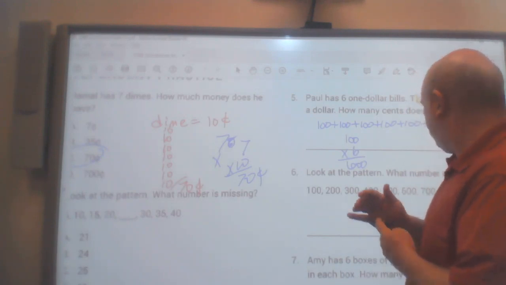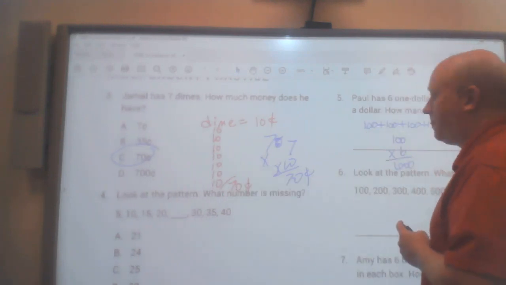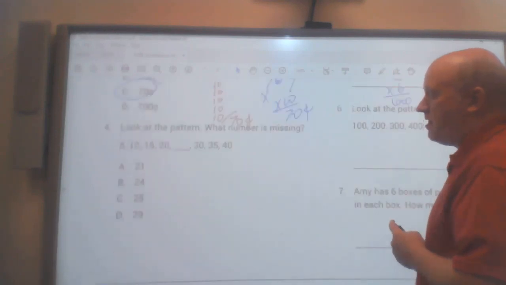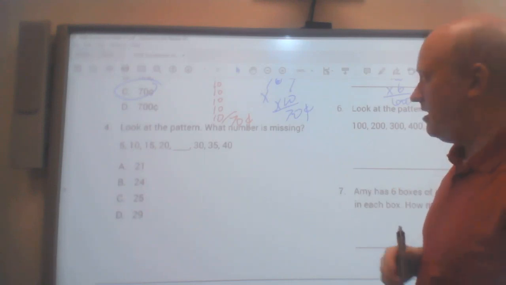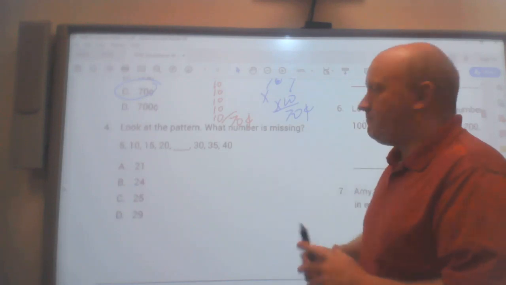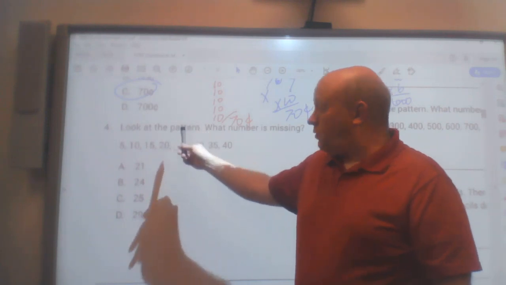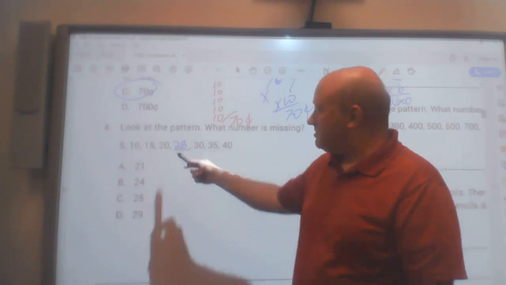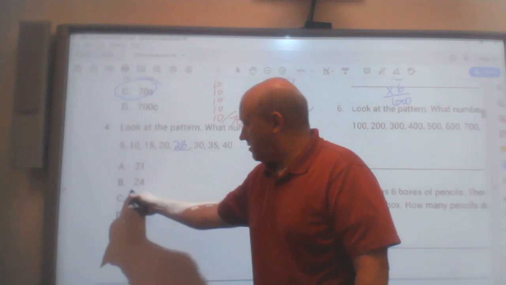Okay, now let's look at number 4, shall we? Look at the pattern. What number is missing? Look, we're counting by fives, right? Fives. Okay, we got 5, 10, 15, 20, 25. Because if you skip count by fives, you just add 5 to that number to get your next number.